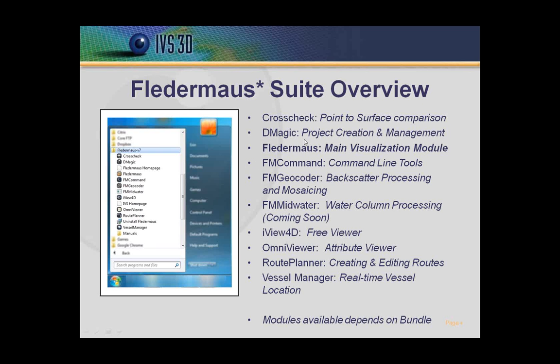Fledermaus module. We have modules for doing data QA and QC, and that's called Crosscheck. D-Magic is a module for creating projects and organizing your data. We're not going to talk about that today, but there is a webinar about that later, I believe, at the end of September. Fledermaus is the core module, and that is where all of the visualization occurs. It's our core visualization engine. So if your goal is to really just get data in and visualize it, you're going to be doing it in Fledermaus.